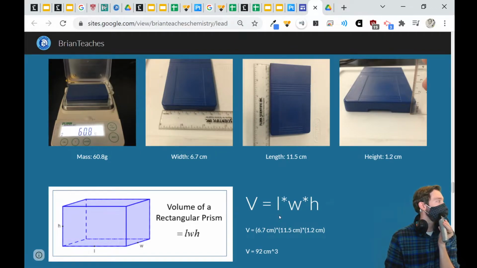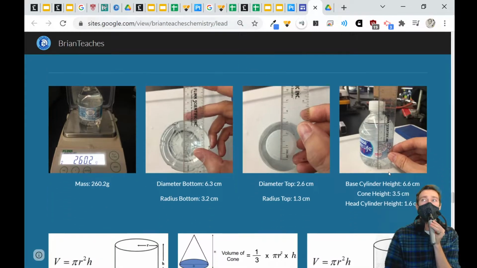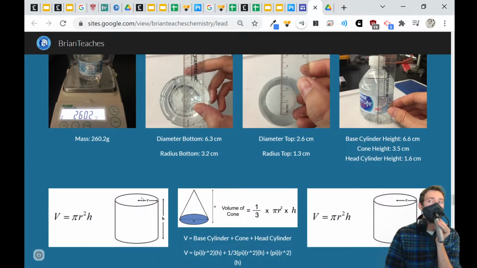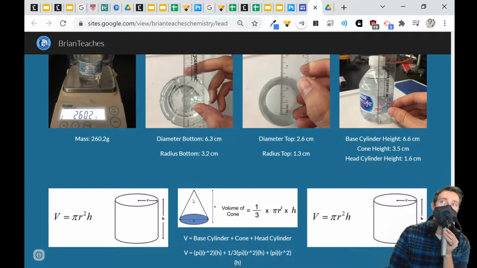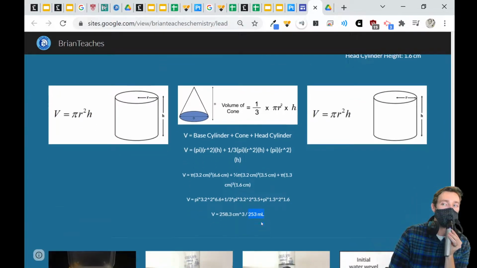That's easy peasy. If it's a little bit more complicated, like, say, a water bottle, a water bottle is not a prism anymore. If anything, I approximated it as a cylinder, a cone, and then another cylinder on top. So I would find the volume by adding up those shapes, and I did, and I got this volume.